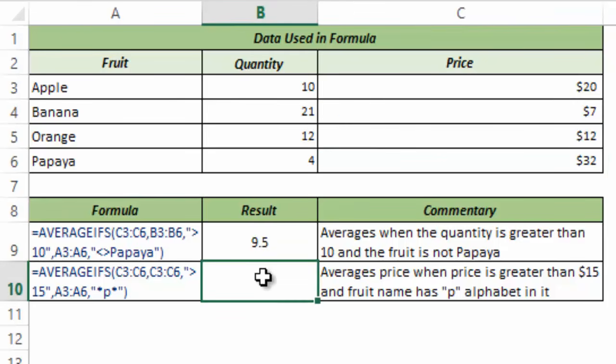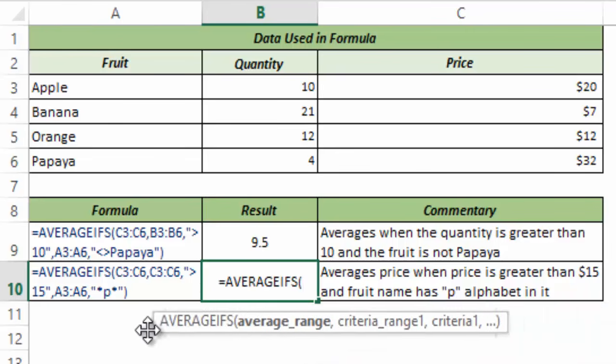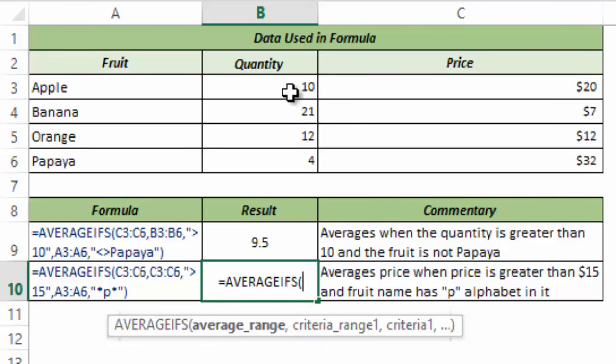Now you can also use wildcard characters in your conditions, and this is true for all the criteria. If you're using any function such as COUNTIF, SUMIF, AVERAGEIF, AVERAGEIFS, you can use wildcard characters there. Now let me show you how it works. I type AVERAGEIFS, I hit tab, and here I want to find the average of the price when the price is greater than 15, which is my first condition, and the second condition is that the fruit name should have the alphabet P in it. So I select the average range as the price points.